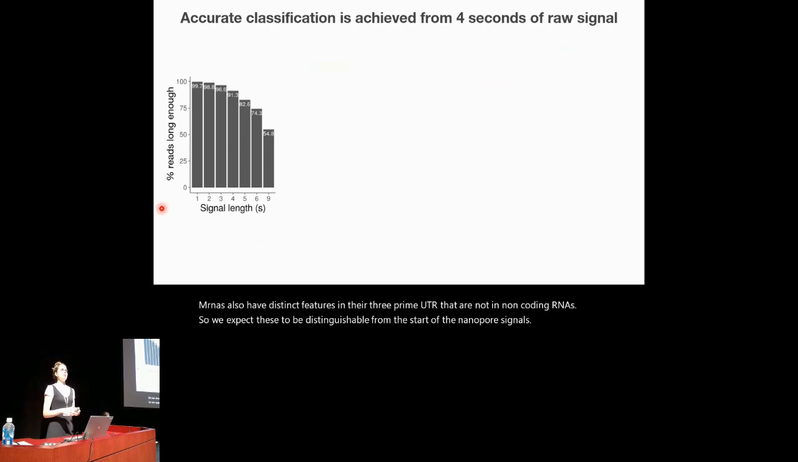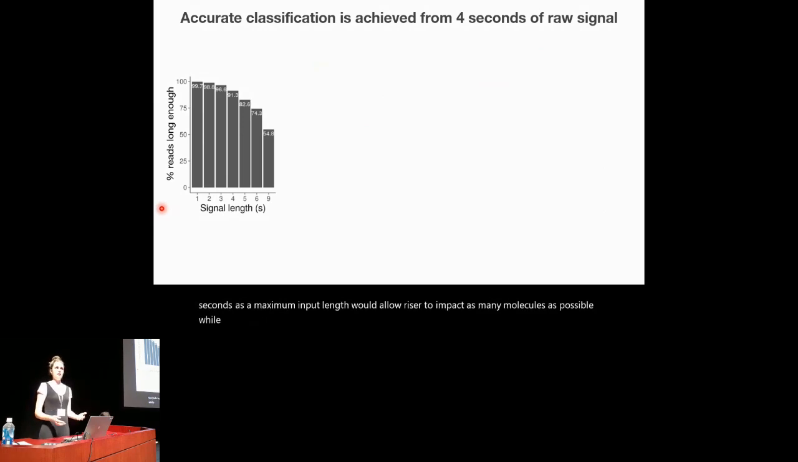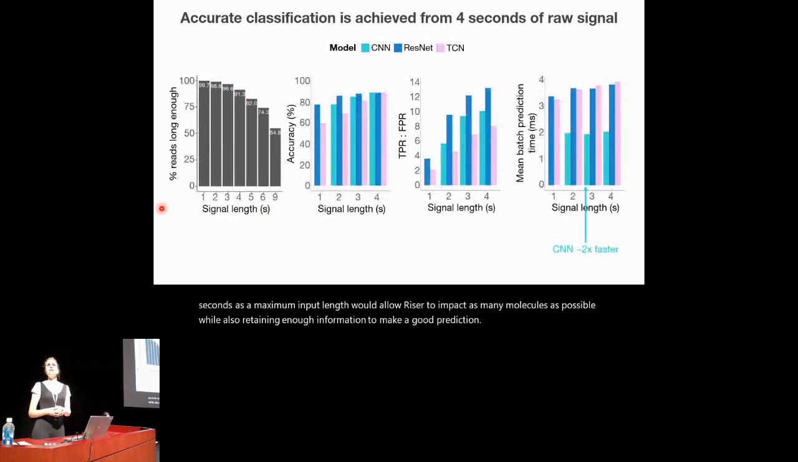To design RISER, we prioritise both accuracy and real-time efficiency. We found that using 4 seconds as a maximum input length would allow RISER to impact as many molecules as possible while also retaining enough information to make a good prediction. We next systematically optimise the hyperparameters of 3 convolutional architectures, which are known to perform well for handling the variance and also the local signal patterns in nanopore signals.